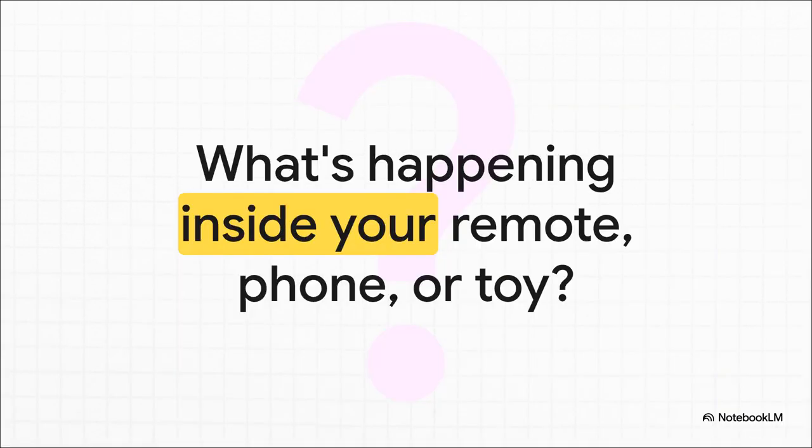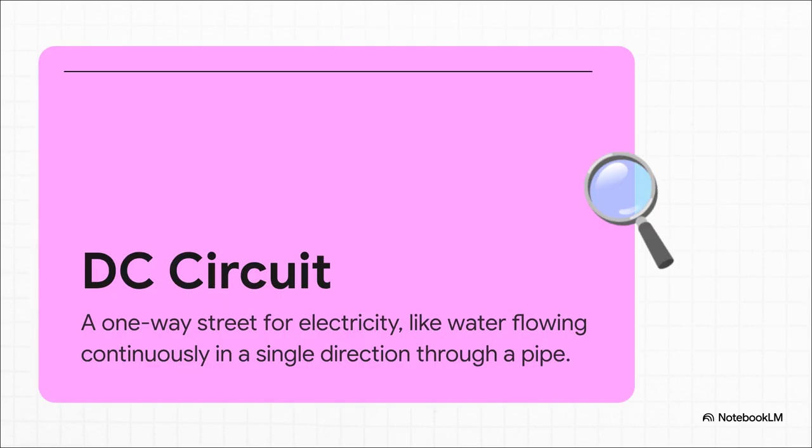Yeah, what is going on in there? It's not magic, it's electricity. But it's a very specific kind of electricity that flows in just one direction, kind of like a river flowing steadily down to the sea. And that constant, predictable flow, that is the absolute key to understanding how all these amazing gadgets actually do what they do. And that one-way flow is exactly what we call a direct current circuit, or a DC circuit.